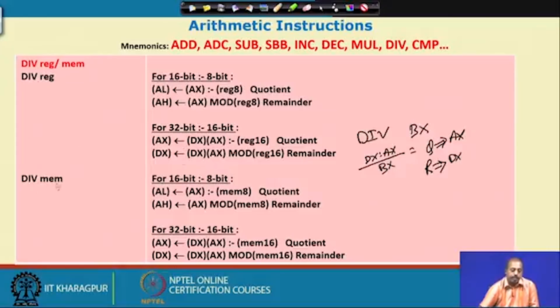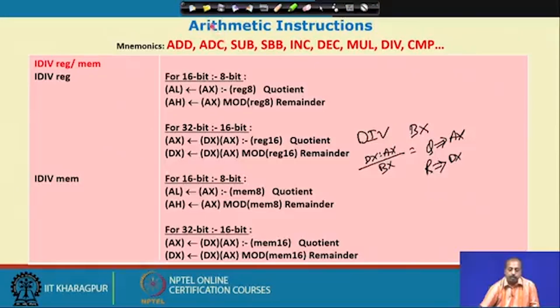Similarly, instead of register, you can have a memory operand also, and otherwise the operation is similar. We also have the IDIV instruction for another division operation that we can have there.